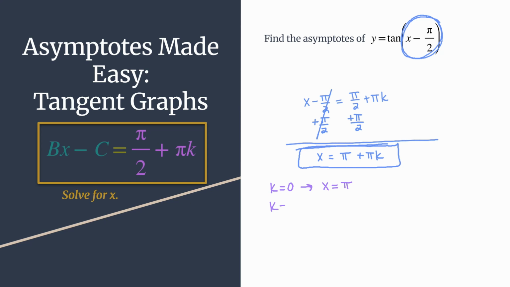Let's look at the asymptote generated when k is 1. We have x equals pi plus pi times 1, so that gives you the asymptote at x equals 2 pi. One more, I'm sure you're getting how it works. If k equals negative 1, we have x equals pi plus pi times negative 1, so that turns into pi plus negative pi. So this gives us the vertical asymptote at x equals 0.